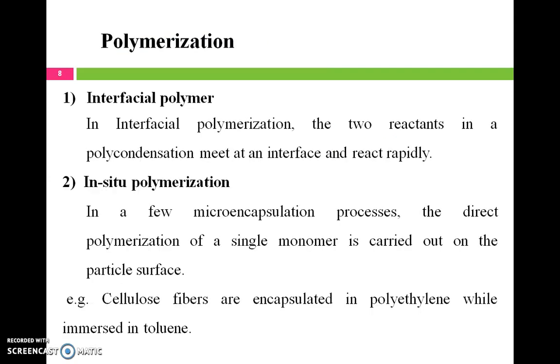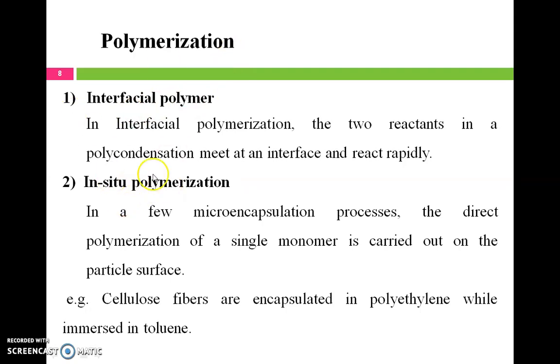Next method is polymerization. First polymerization method is interfacial polymerization. In interfacial polymerization, the two reactants in the polycondensation meet at the interface and react rapidly. Means we have to form a dispersion of core material in solvent. In that, two reactants we have to add, and the polymerization reaction occurs at the interface and polymer gets coated and we get the microcapsules.